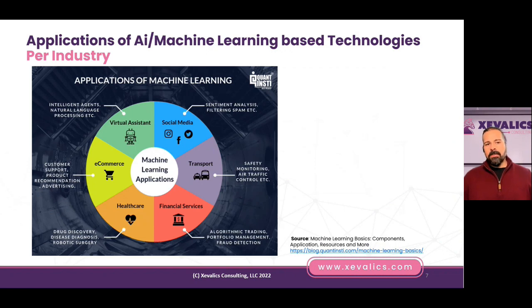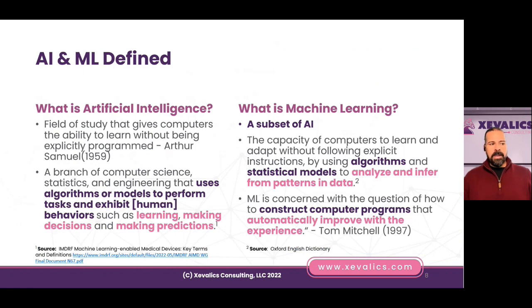We can see right now that this technology based on AI machine learning is being put in use and applied in some of our industries. Let's take a look at some of the applications that we're seeing in different industries. First, on social media, we are seeing sentiment analysis and filtering spam and others. In the transport industry, we are seeing safety monitoring and air traffic control. Then in financial services, we have algorithm trading, portfolio management, fraud detection. In healthcare and life sciences, we are seeing drug discovery, disease diagnosis, robotic surgery. We keep seeing other spaces like e-commerce and virtual assistants, where some of this technology based on machine learning is being put into production.